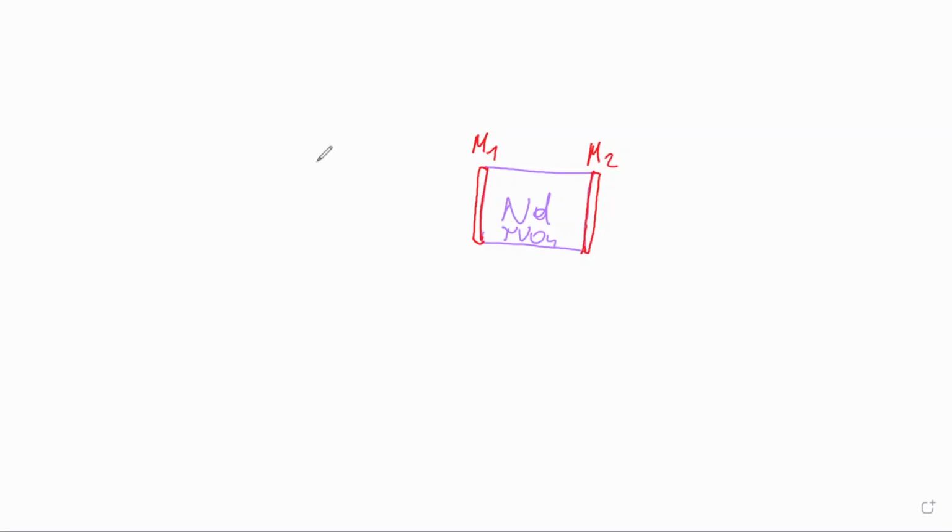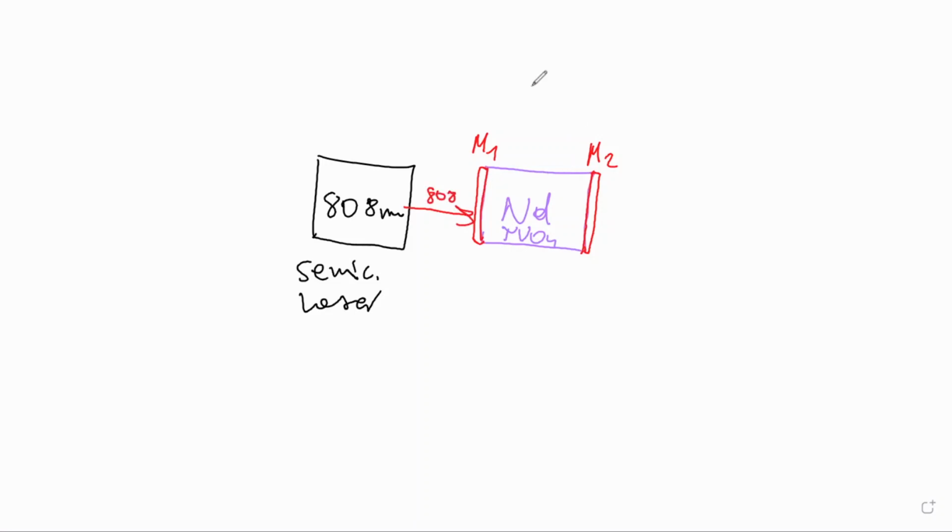We have a semiconductor laser here. So this is a semiconductor laser at the wavelength of 808 nanometers. So it, let's say, emits light here at 808. The neodymium laser is emitting 1064 nanometers. And then we have the crystal for second harmonic.